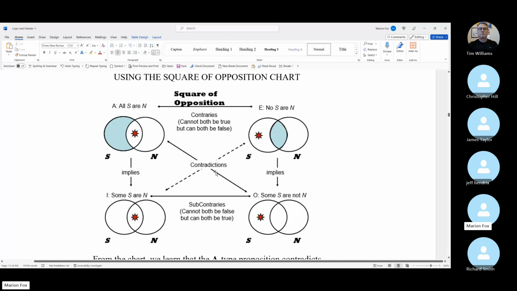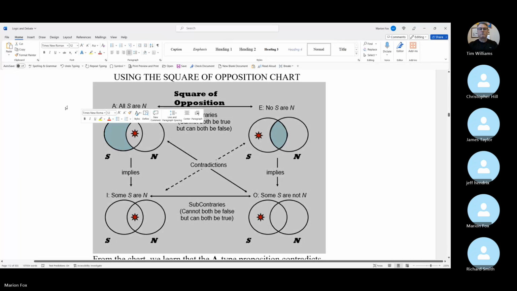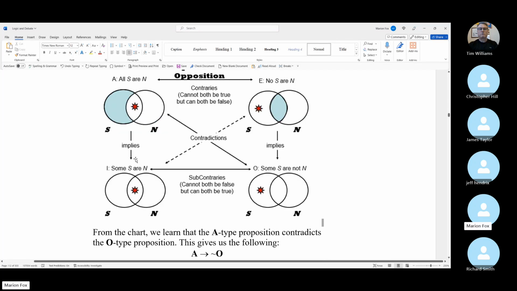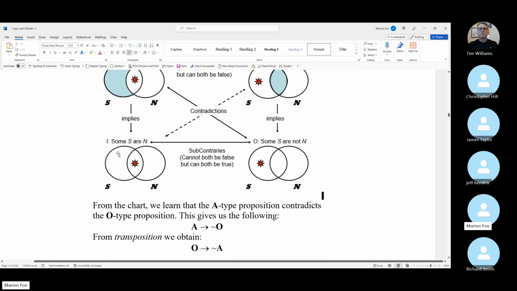If O is false, then A is true. Why can't that be? Help me out. If O is false, A is true. If I is false, E is true. Both A and E are true, which is what? They can't both be true. So one condition we cannot have is we can't have both of these being false, the I and the O.